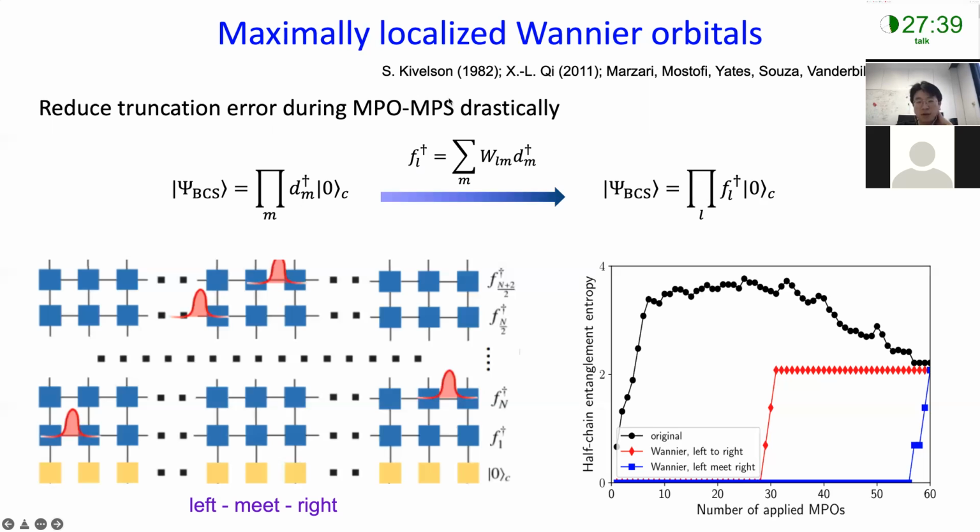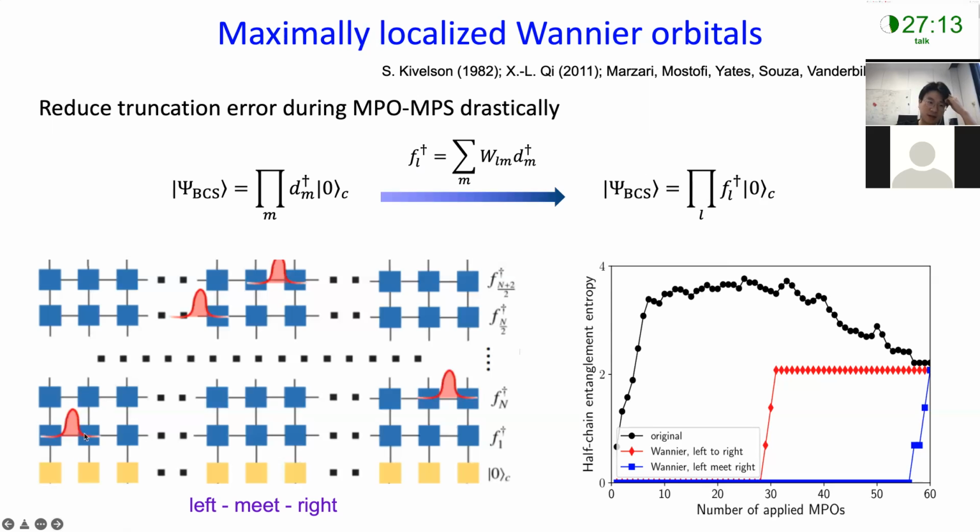So it only locally changes each intermediate MPS and can introduce a very small truncation error. And we have the setup of the one-year orbital, and we can arrange them in a proper order. The order is the so-called left-mid-right scheme. So for example, at first MPO, the wave function is localized at the left boundary.